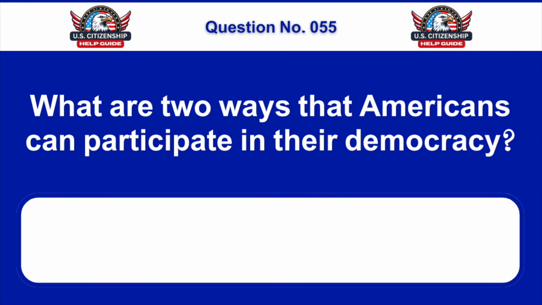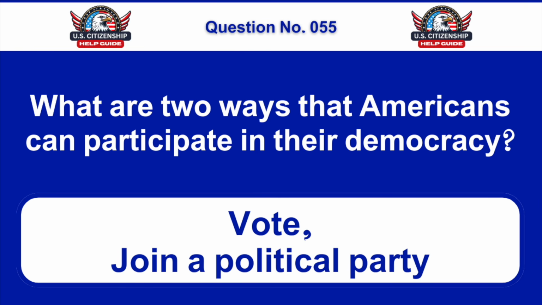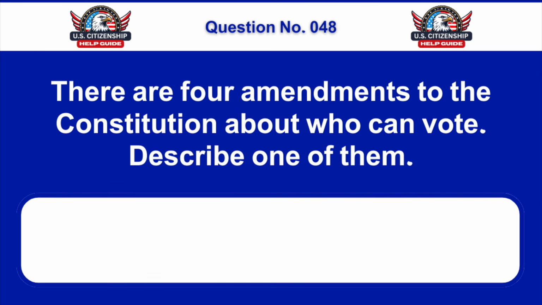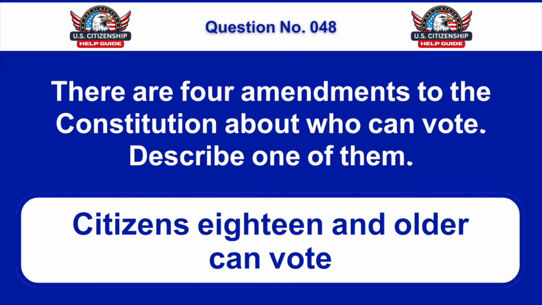What are two ways that Americans can participate in their democracy? Vote. Join a political party. There are 4 amendments to the Constitution about who can vote. Describe one of them. Citizens 18 and older can vote.